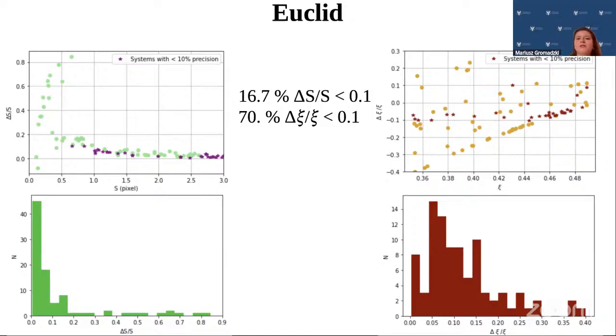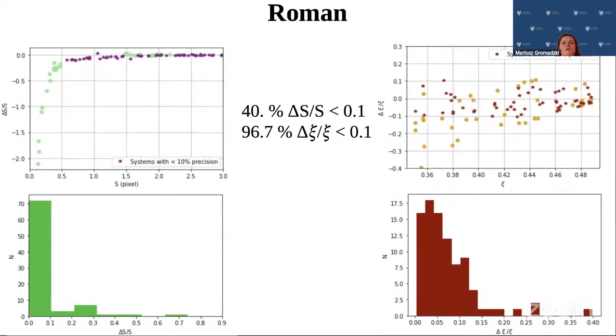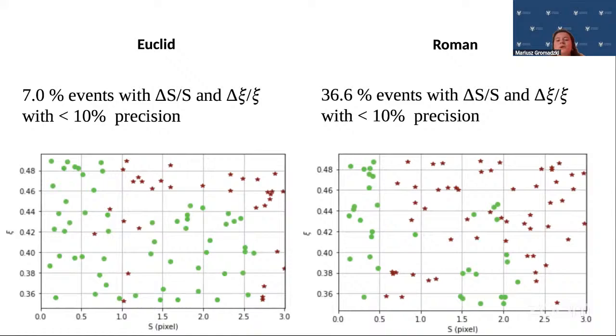And this is for Euclid, and this is for Roman. Of course, these are just simulations and not the real data. Hopefully, I'll have the real data next month, and then I'll be able to enjoy playing with them, or try, I don't know.